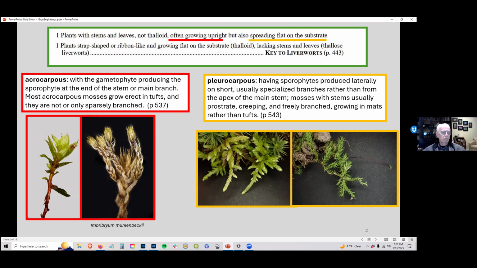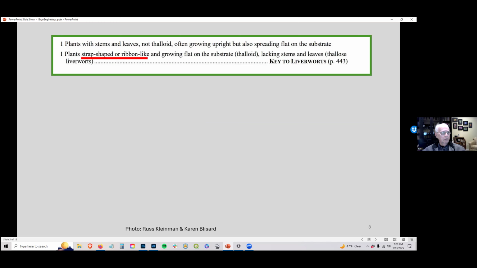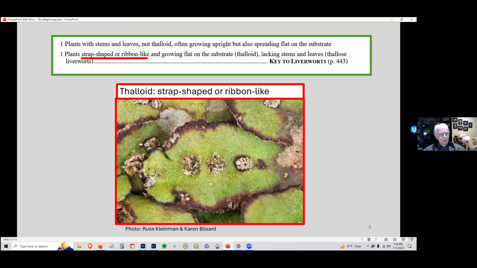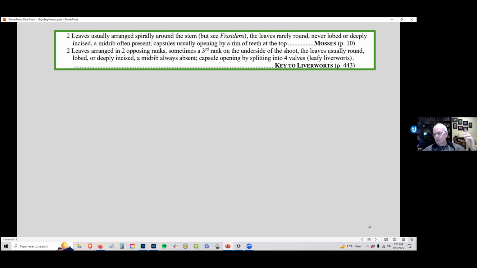So that brings us to the next number one, which is plants strap-shaped or ribbon-like. And you saw up at the top in this other number one that not thalloid means not strap-shaped or ribbon-like. So thalloid looks like that. Here's a thallus right here. Whoops, got to back up. There's a thallus right here. And it does have a midline with some features on it, but that's the thallus right there. And it doesn't have a midrib, doesn't have a costa. So that gets us out of number one.